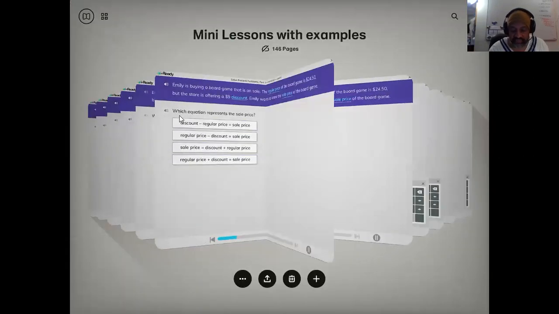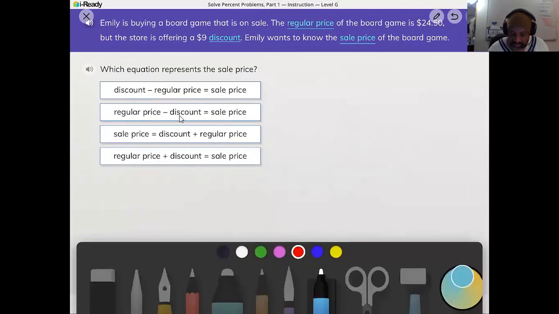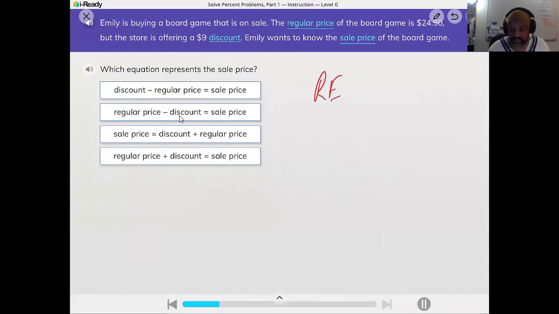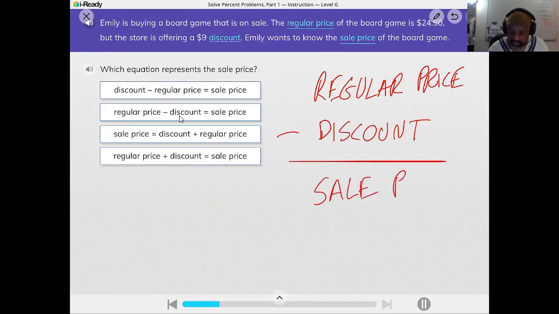So we just go to the next screen, and they're going to say, okay, what is the right equation when you're trying to find the sales price? This one is a pretty basic one. You should be familiar with it. The regular price minus the discount gives you the sales price. And that would be the second choice there. That's always how it works. Regular price minus discount equals sale.